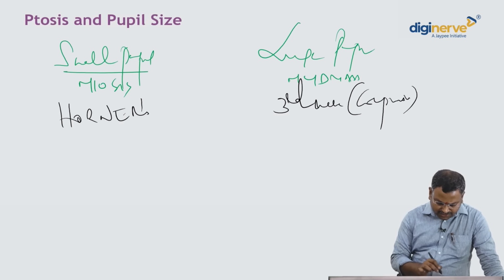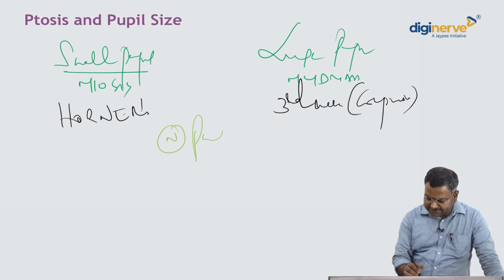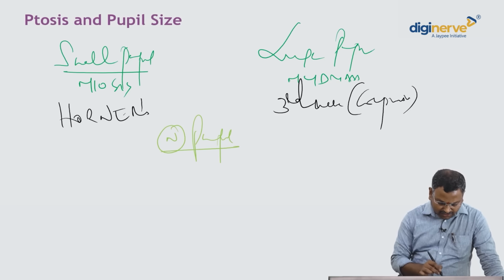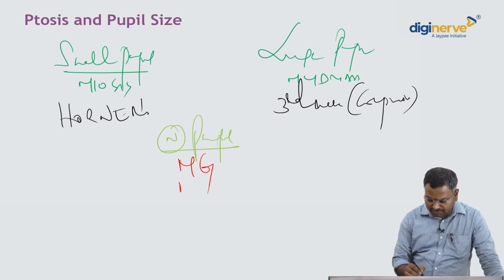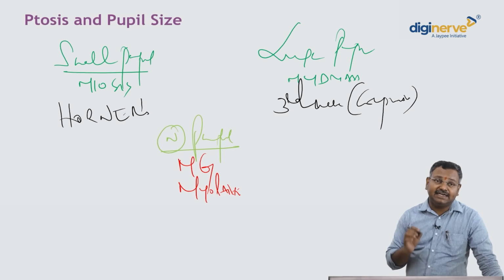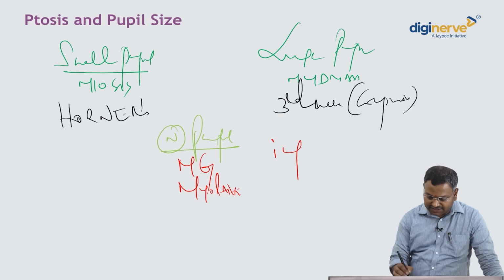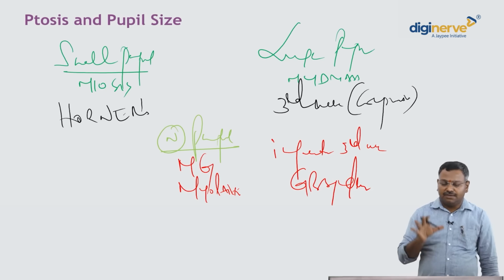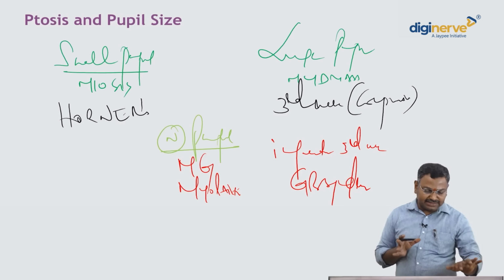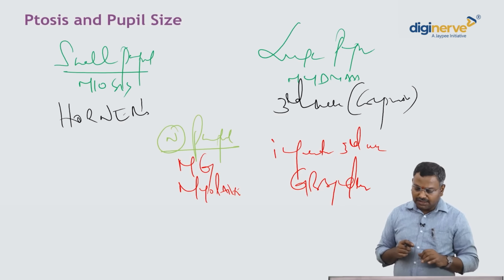Now, if you have ptosis with normal pupils, normal pupillary size, what are the causes? It could be due to myasthenia gravis, most common, myopathies, pupil sparing third nerve palsies, that is the infarction of the third nerve, not compression, infarction of the third nerve, and rarely you could get it in case of GB syndrome. So this is the differential diagnosis based on the ptosis and the pupil size that you have to make out.